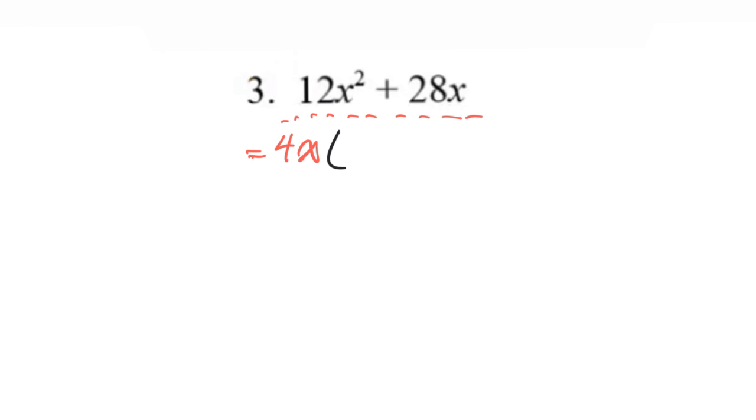Now we're left with 12 divided by 4 is 3, and x squared divided by x gives us x left over. Then for the 28x, positive 28x divided by 4 is positive 7, and x divided by x is nothing. And we are done. Now let's move on to the lesson of the day.